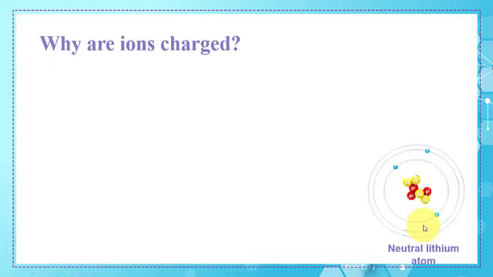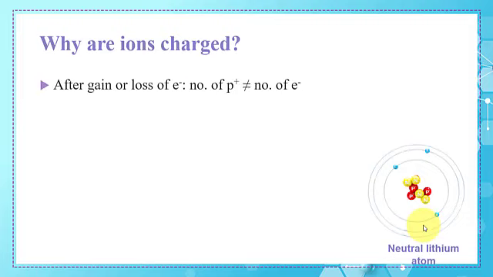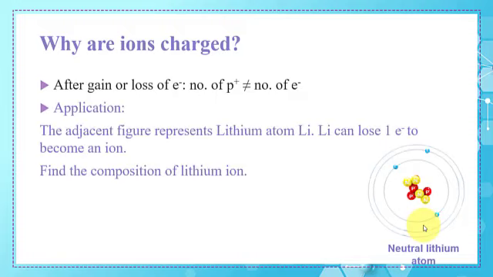Why are ions charged? Because in a neutral atom, the number of electrons is equal to the number of protons. However, after this atom has gained or lost electrons, the number of protons is no more equal to the number of electrons. So, in the following application, we have a figure representing neutral lithium atom. As you can see, it has 3 protons and also 3 electrons. However, Li can lose 1 electron to become an ion.